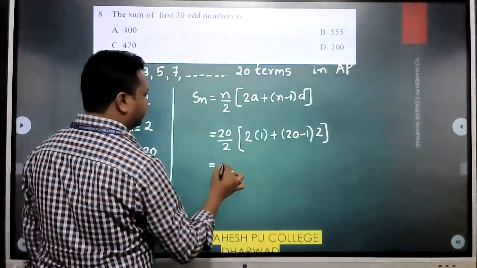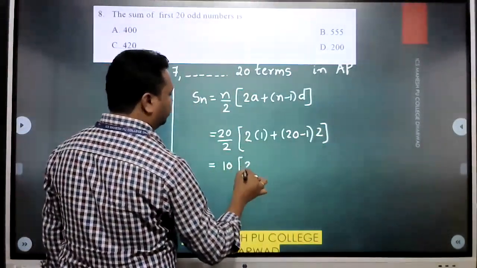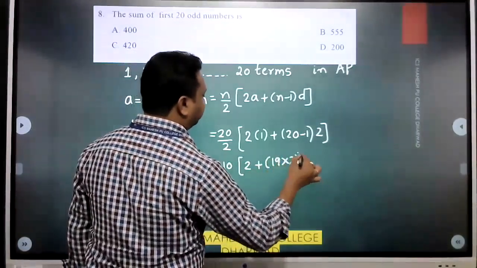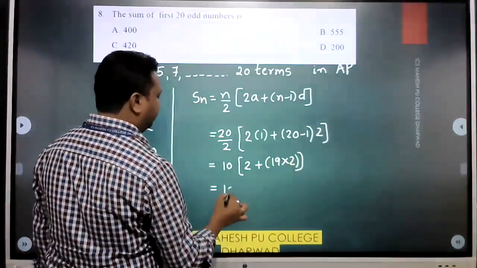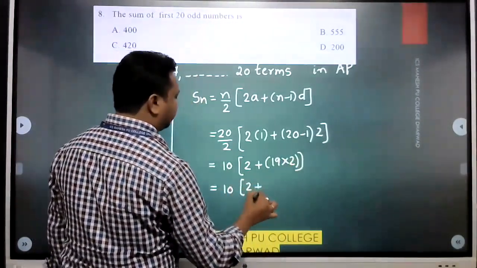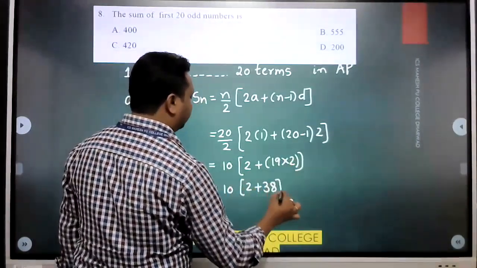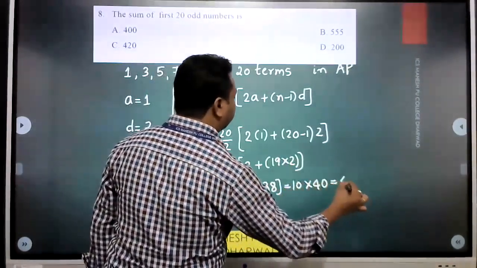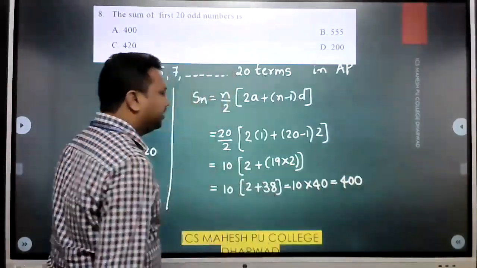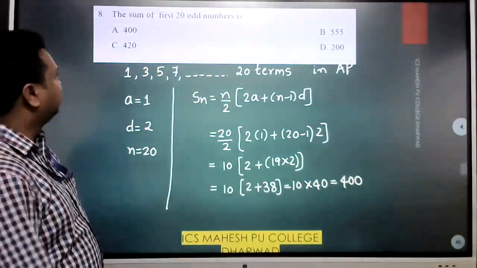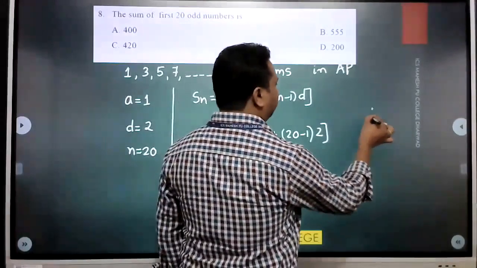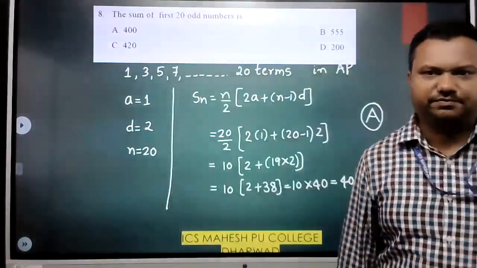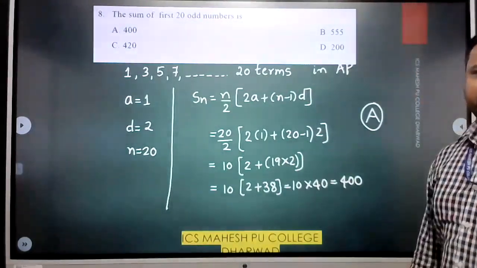Right? So that becomes 10, 2 plus 19 into 2. Once again, we have 10 within a bracket, 2 plus 38. Now it is easy to understand. That becomes 10 into 40. Therefore, what should be the sum of the first 20 odd numbers? So 400. 400 means what is the right choice in this case? Option A is the right choice. Clear?